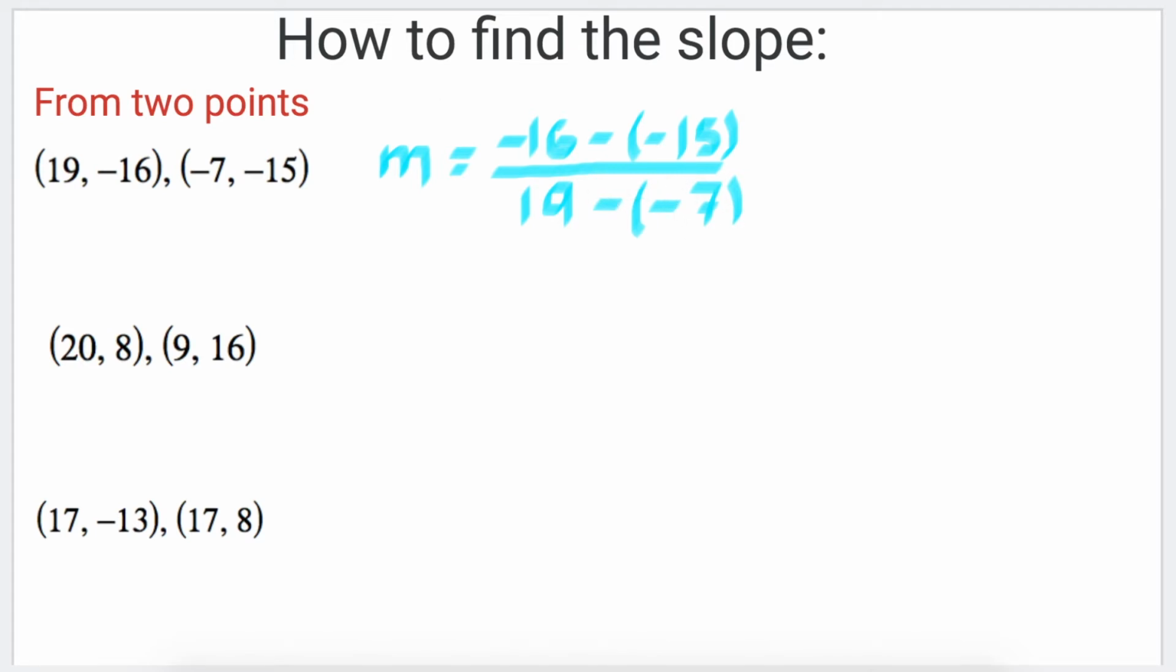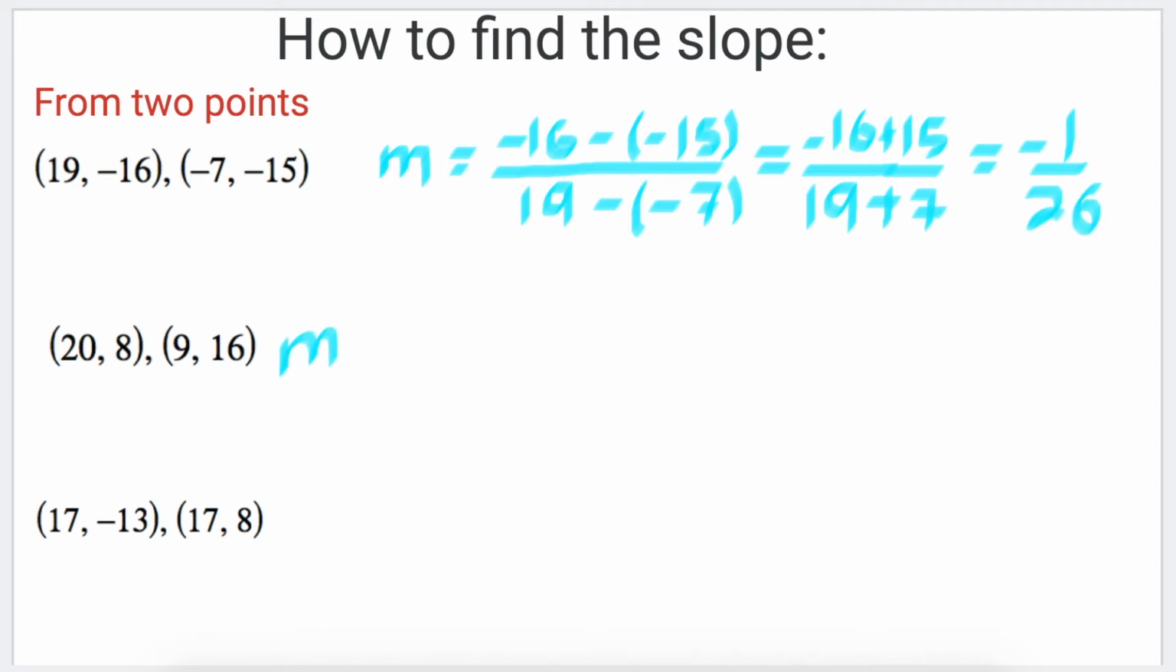minus sign. In the numerator, when you have two negative signs here, they combine to make a plus sign. So we're going to have -16 plus 15. And in the denominator, we're going to have 19 plus 7. When you add -16 plus 15, it's -1. 19 plus 7 is 26.